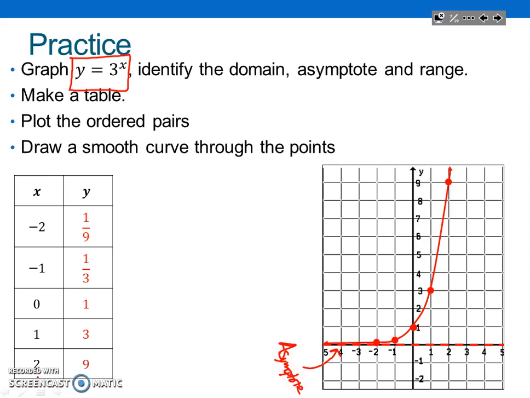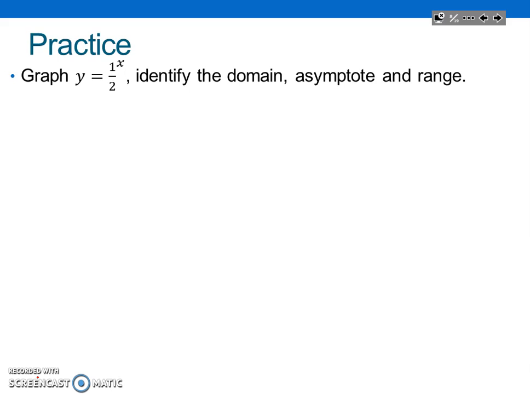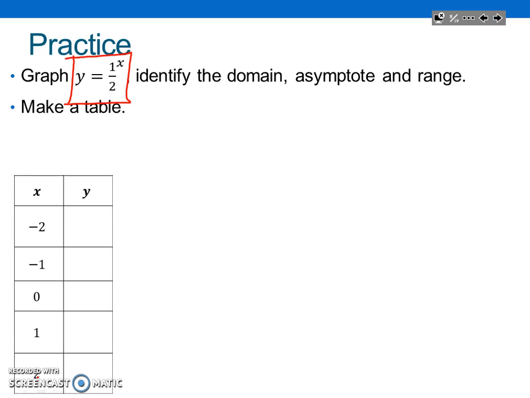Okay, well, what if, we've got our domain. Let's just skip the domain and range for right now. Okay, let's look at our other parent function here. This time I've got y equals (1/2)^x. Same thing. I'm going to create my table. Okay, I've got -2, -1, 0, 1, and 2.